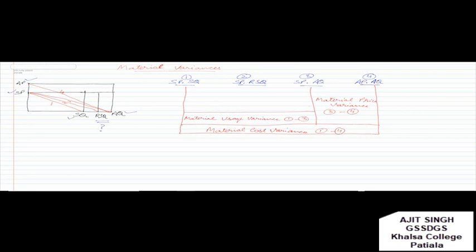There would be 2 parts. One part would be material yield variance and second would be material mix variance. Material yield variance, it would be calculation 1 minus calculation 2, and material mix variance, calculation second minus calculation third. In this way we shall calculate the variances.